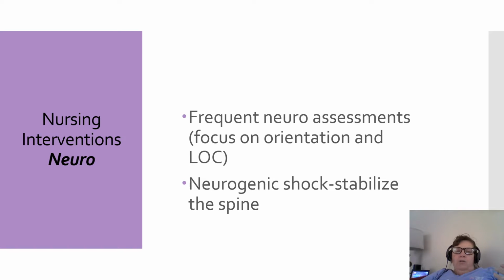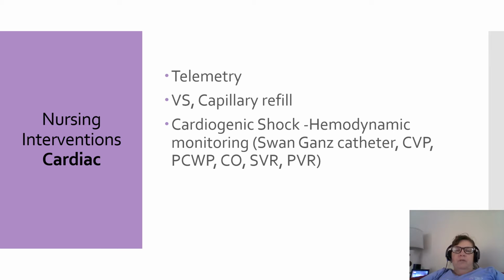Nursing interventions from a neurological perspective, I'm going to be doing probably hourly neuro assessments, focusing on their orientation and level of consciousness. And if it's neurogenic shock, then I want to stabilize their spine and ensure that I do things like log rolling and keep that spine stable.